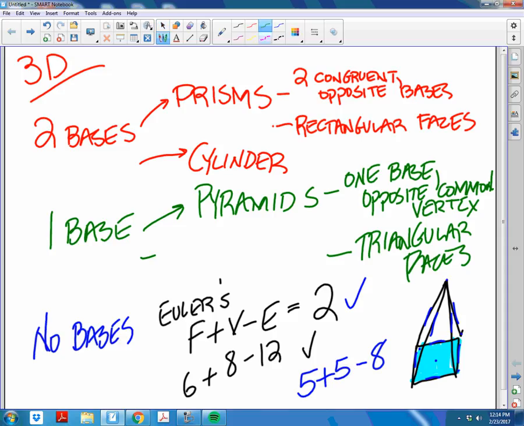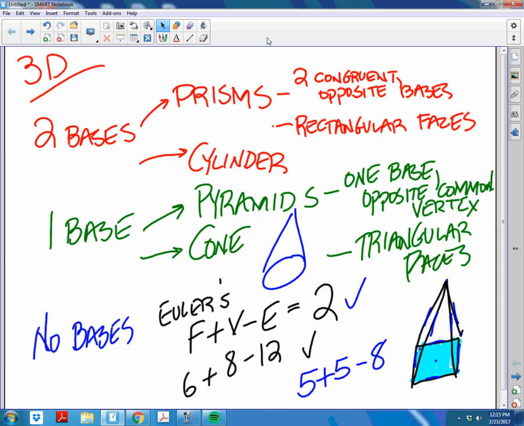Okay, by the way, the other single base is a cone. Again, the only difference is your base is still opposite your common vertex, although it's not really a vertex because it's not the meeting of edges. It's just a circular base, and then it just goes up into that point. No, it's not a common vertex. A vertex is a meeting of edges. I don't really know what it is. It's the pointy thing at the top.